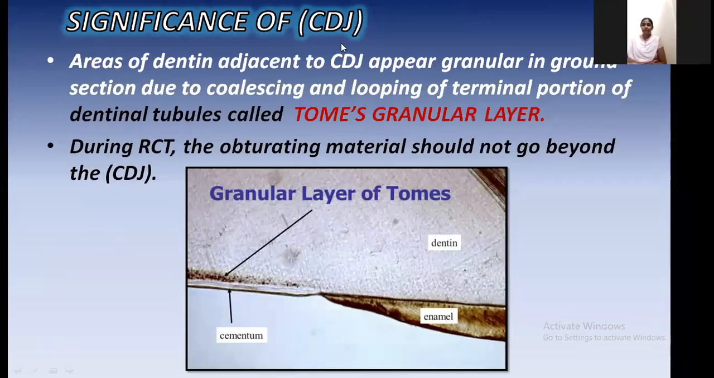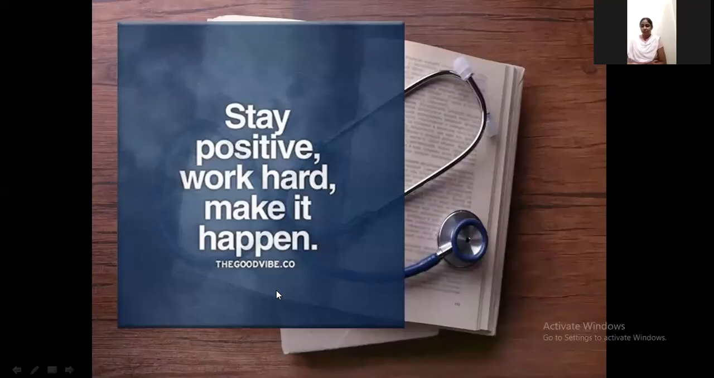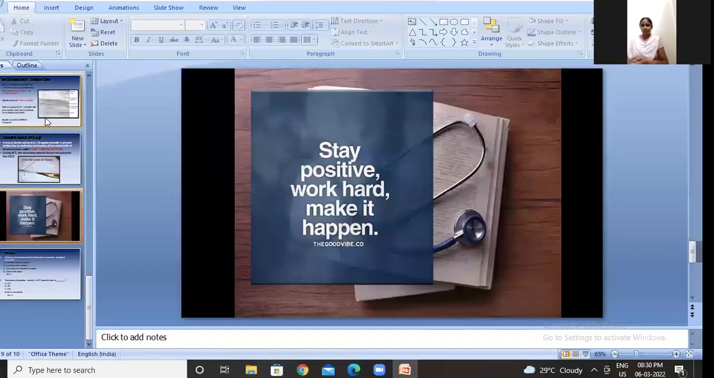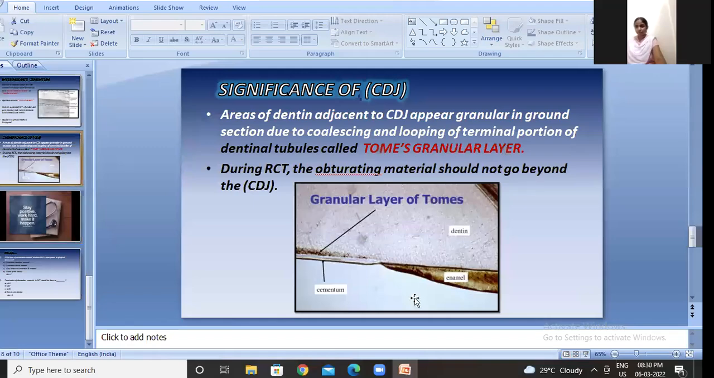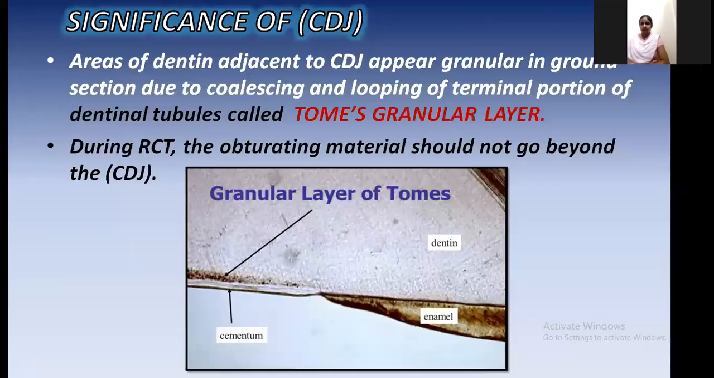Significance of the cemento-dentinal junction. Areas of dentin adjacent to the cemento-dentinal junction appear granular in ground section due to the coalescing and looping of terminal portion of dentinal tubules called Tome's granular layer. Now the first significance of cemento-dentinal junction is the presence of Tome's granular layer near the cemento-dentinal junction.